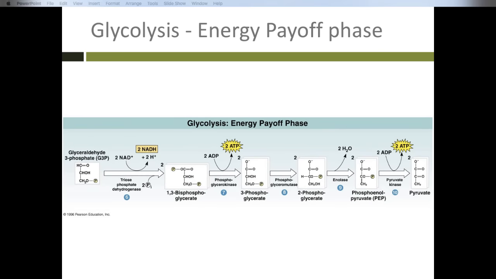The next phase is where we start to make some ATP, our energy payoff phase. For each of the 3-carbon molecules from the first phase, we can strip off 1 electron and reduce 1 molecule of NAD to NADH.